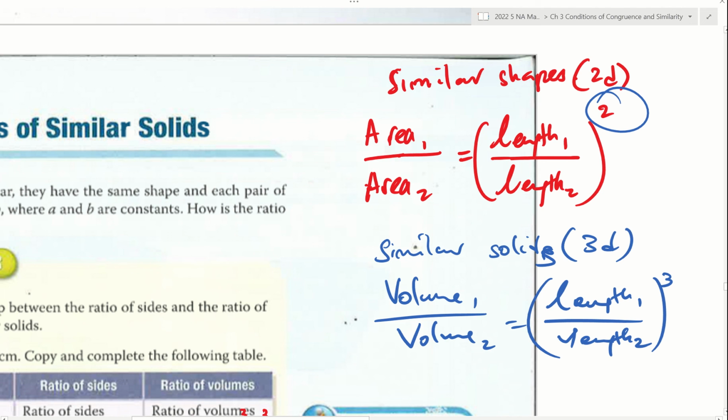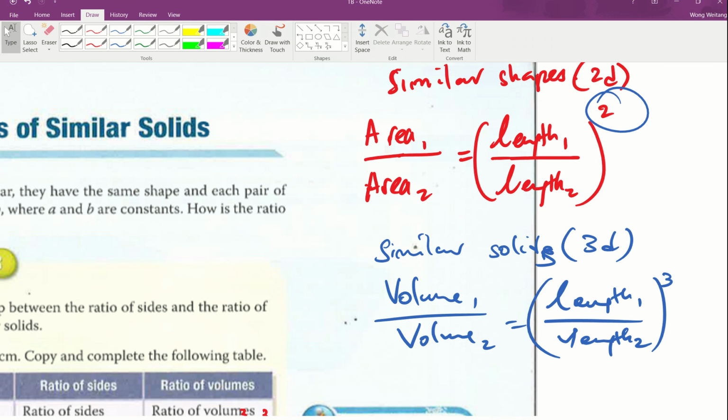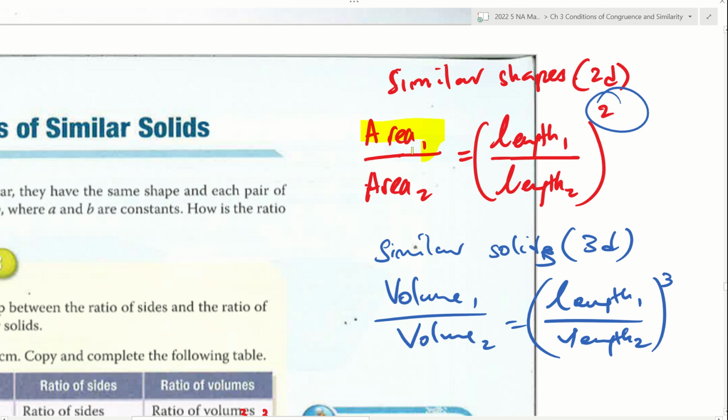And the link between area and volume, is there a link between them? Can I go from ratio of area straight away to ratio of volume? Or must I go one round? Is there a relationship between ratio of area and ratio of volume? Direct relationship. Not too obvious at the moment.